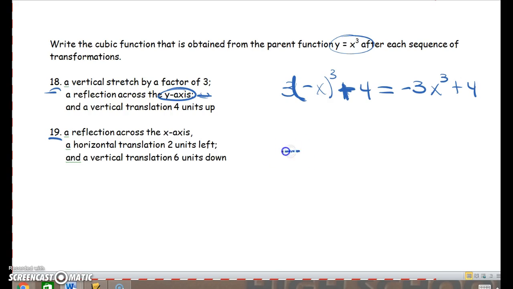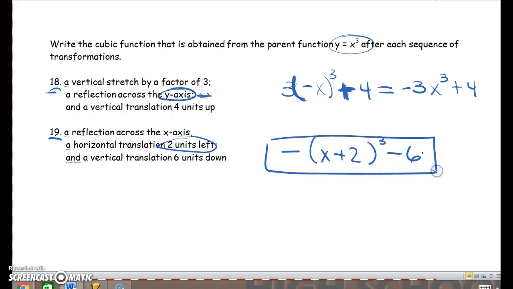All right, the next one's a reflection over the x-axis. So that means that here our negative would go out front. Since it's going 2 to the left, that's going to go in the parentheses. So x plus 2 cubed, and then down 6, so minus 6. And we don't have to simplify that one, otherwise we wouldn't see the transformations.